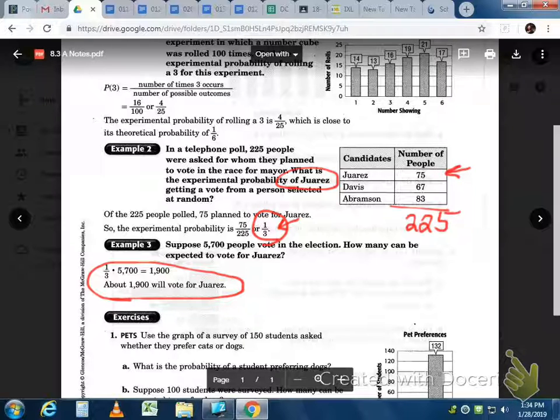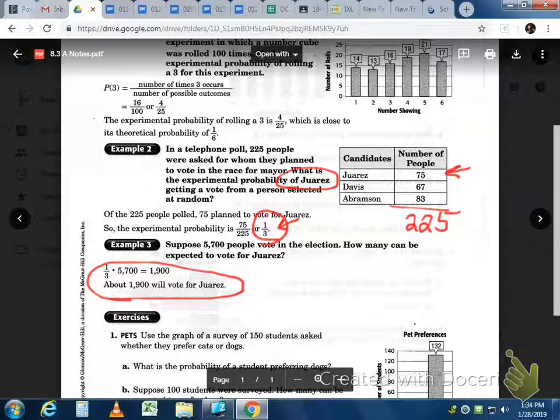Have you ever wondered how before an election they make projections of how many people they think are going to vote or how well a candidate's doing? They do these polls, and sometimes the polls are accurate and sometimes they're just completely way off. So you can't really rely on them 100%, right? Just like regular probability, you can't rely on it 100%. But that's how you make projections.